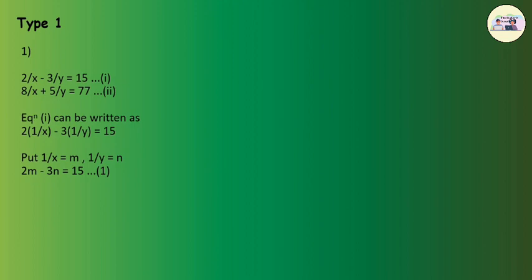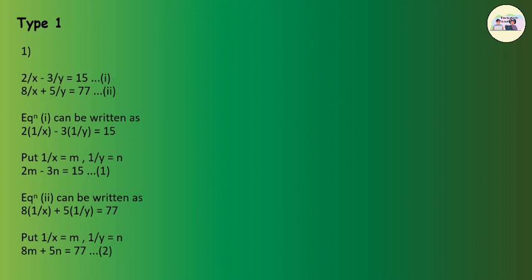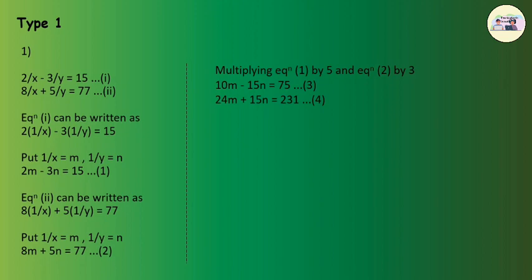Considering the second equation, 8 upon x plus 5 upon y is equal to 77. This can also be written as 8 into 1 upon x plus 5 into 1 upon y is equal to 77. Replacing 1 upon x by m and 1 upon y by n, we get 8m plus 5n is equal to 77, which is equation number 2. Solving by multiplying equation 1 by 5 and equation 2 by 3, we get 10m minus 15n is equal to 75, which is equation number 3, and 24m plus 15n is equal to 231, which is equation number 4.